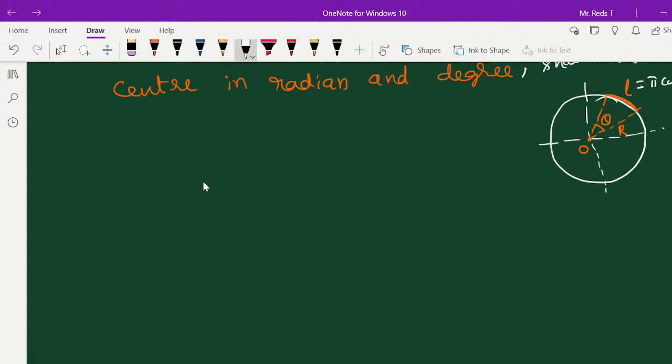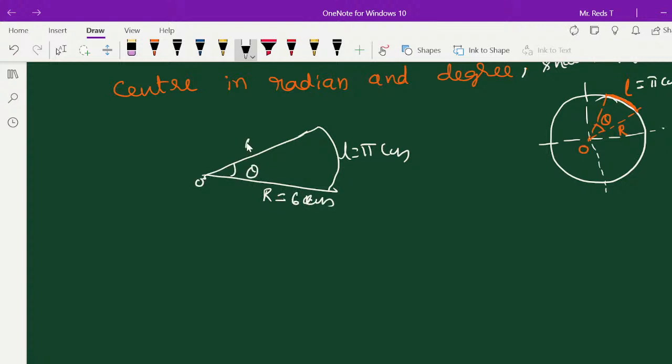So draw this clearly. This is the center. This is the arc whose length L is equal to 5 centimeters, and here the radius R is equal to 6 centimeters. This is the center O, and this is the angle theta. This is also 6 centimeters. Then what is theta is the question. First in degrees, then in radians. In both representations, we need the angle.